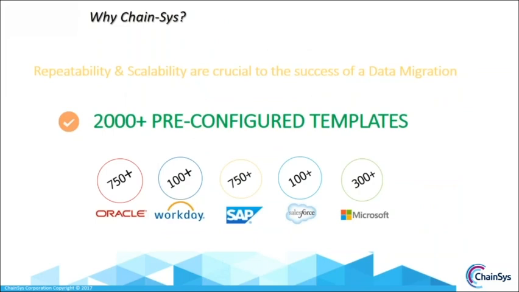Now, what is it that's special about ChainSyst? One of the main things is that we have in excess of 2,000 pre-configured templates. And we have these templates for a variety of enterprise systems, for Oracle, SAP, Salesforce, Microsoft, Workday. And this will substantially reduce the amount of time that's required for your data migration.